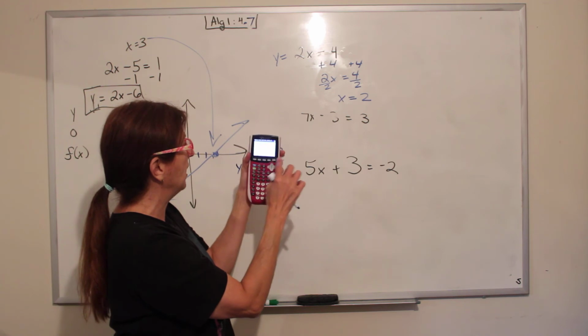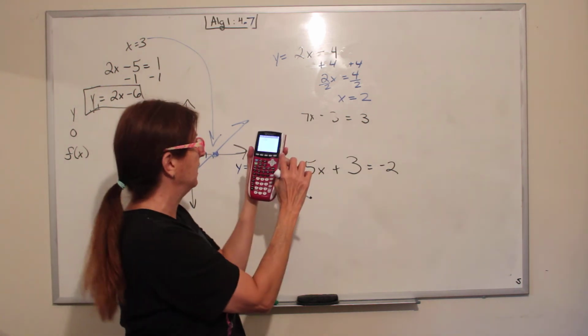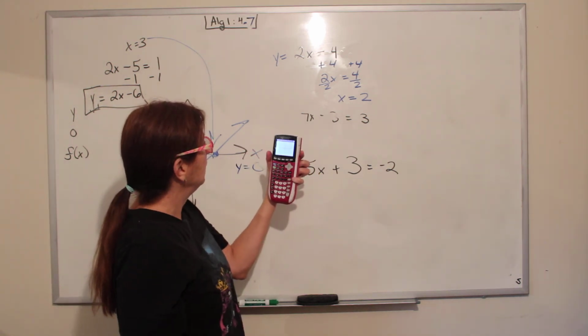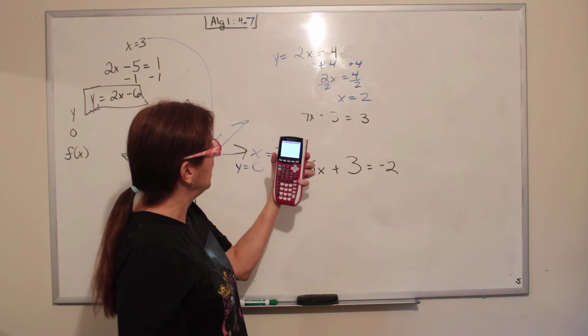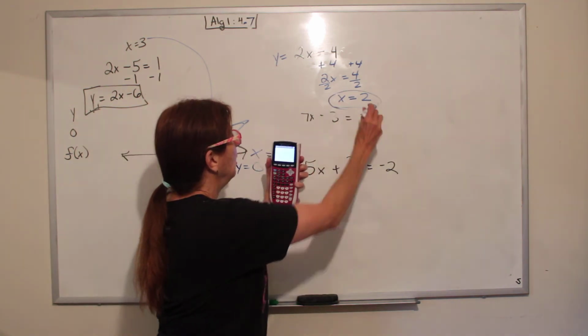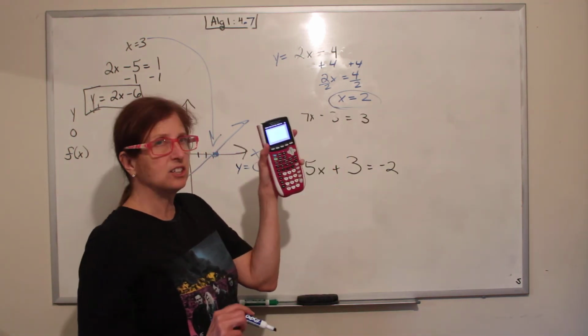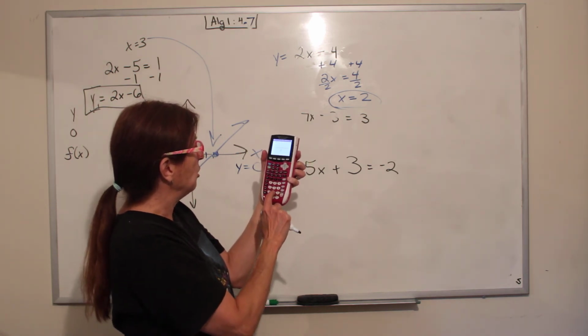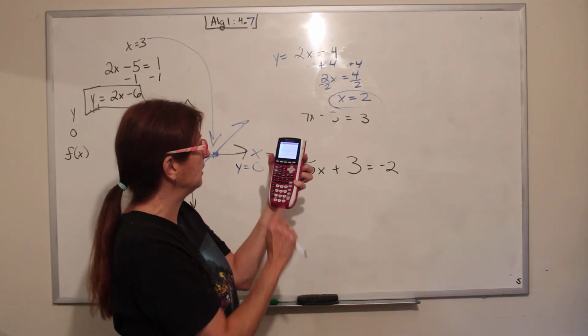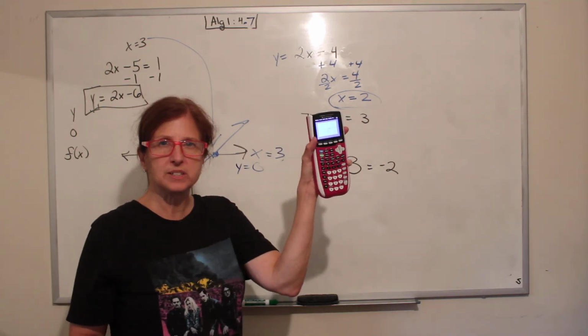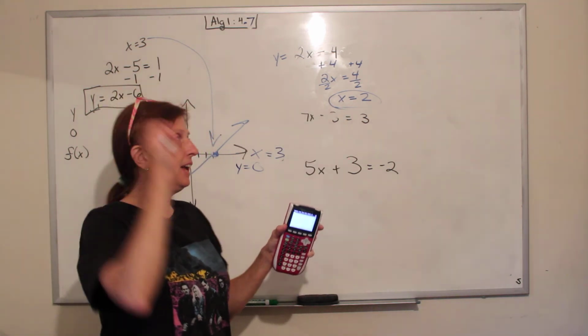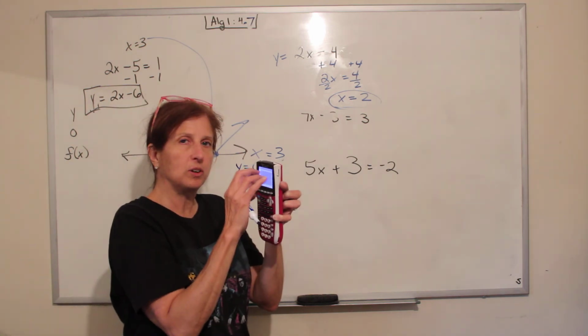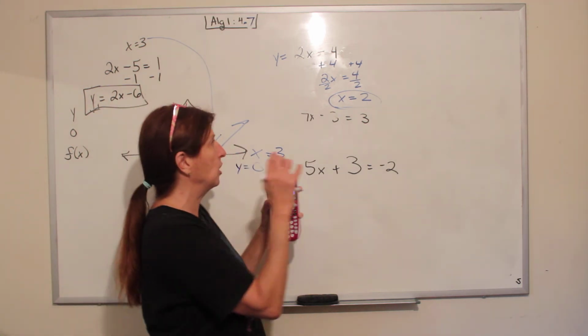And this time we can just hit graph. We don't have to hit trace. Graph is all the way at the end. Hit graph. Here comes our line, and it should cross the x-axis at 2. Let's make sure, push trace, put 2, enter, and y equals 0. Okay? I'll do another video that's closer up of this too.